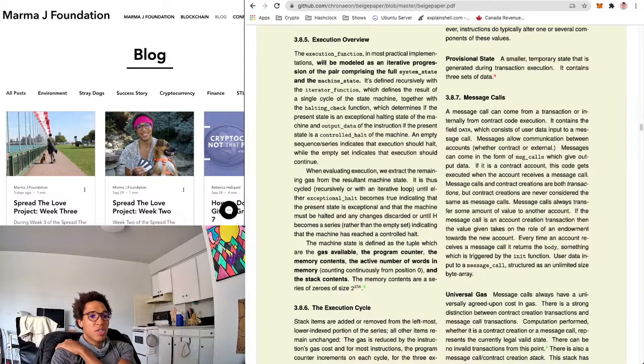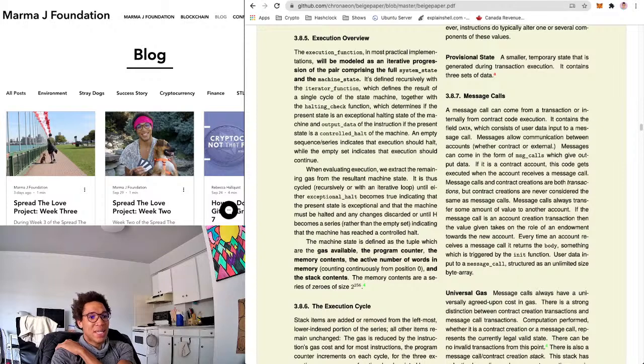Message calls and contract creations are both transactions. Okay, so they are transactions, but contract creations are never considered the same as message calls. So I guess that is why they're distinct when we go through papers. Interesting. Message calls always transfer some amount of value. That's why. Whereas contract creation, you could obviously create a contract with zero wei and therefore not the same.